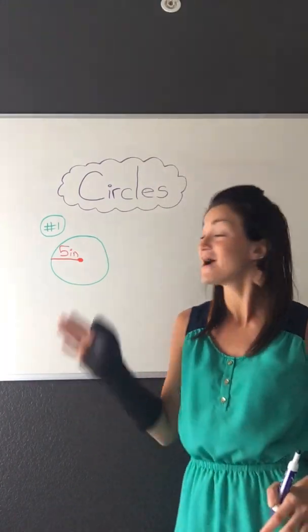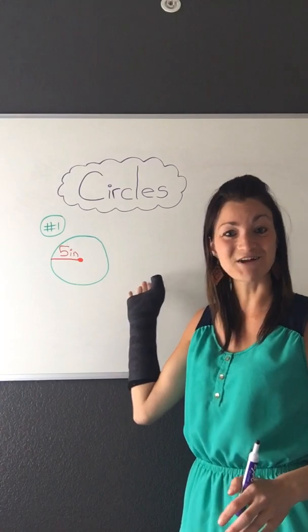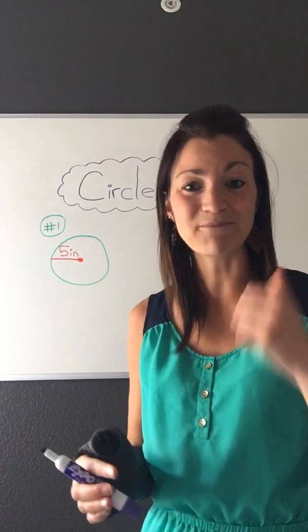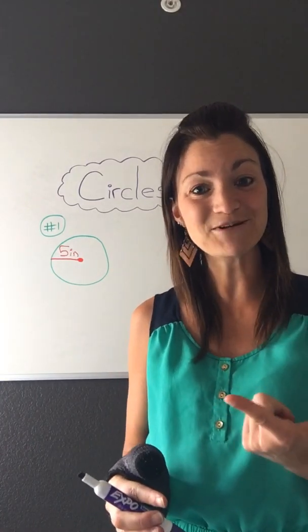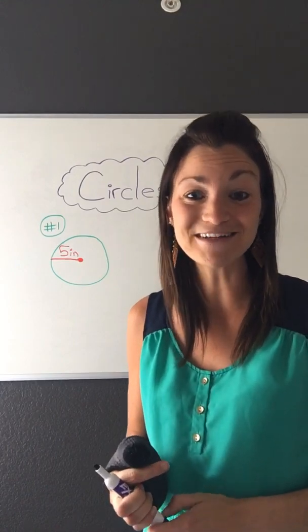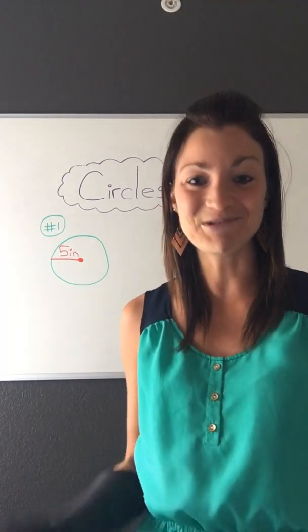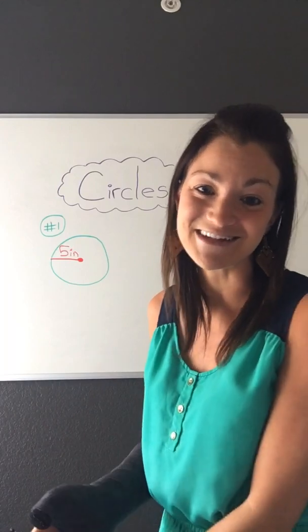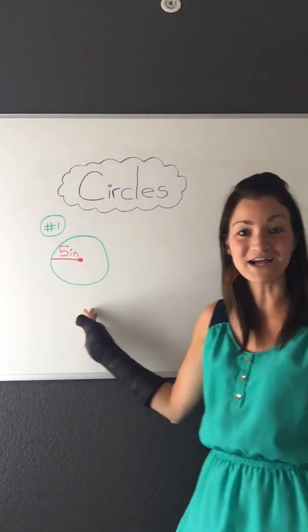Okay? So, I'm going to do a very short mini lesson on circles. I'm going to cover the topic of radius and diameter. That way you can have some knowledge and hopefully feel confident and you can work on your assignments this week. So, let's get started. Example number 1, I drew a circle.